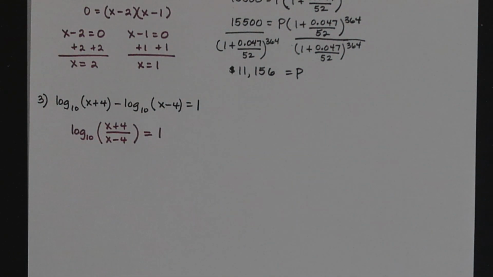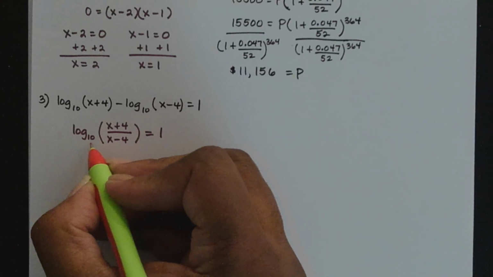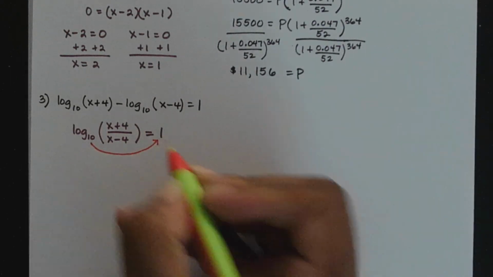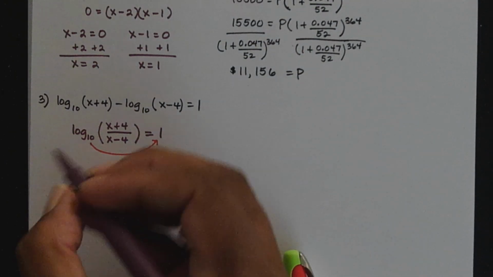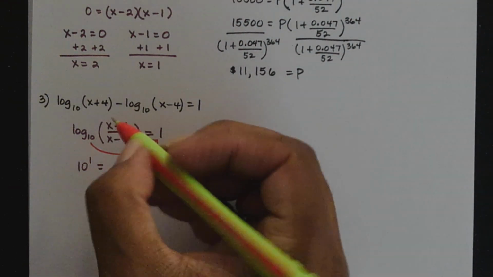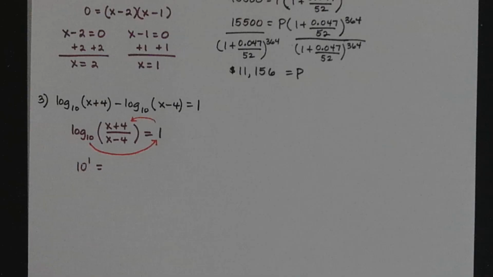Next, since we only have the logarithm on one side, we're going to write this in its equivalent exponential form. So log to the base 10 of x plus 4 divided by x minus 4 equaling 1 means this. Here's my base, which is the 10. That 1 would be the exponent for the 10, so it'd be 10 to the first power, and that's equal to that expression right there, x plus 4 divided by x minus 4.